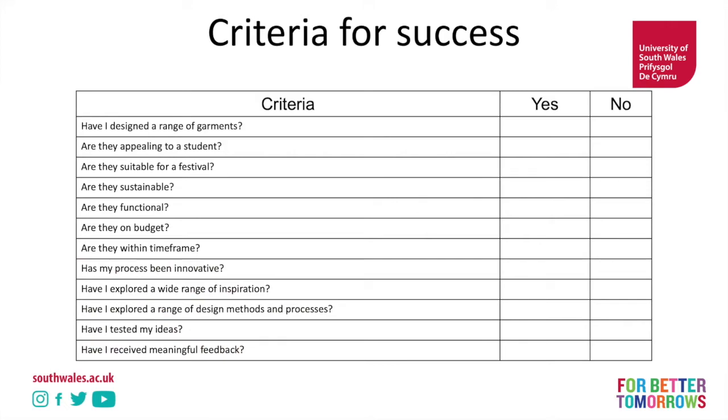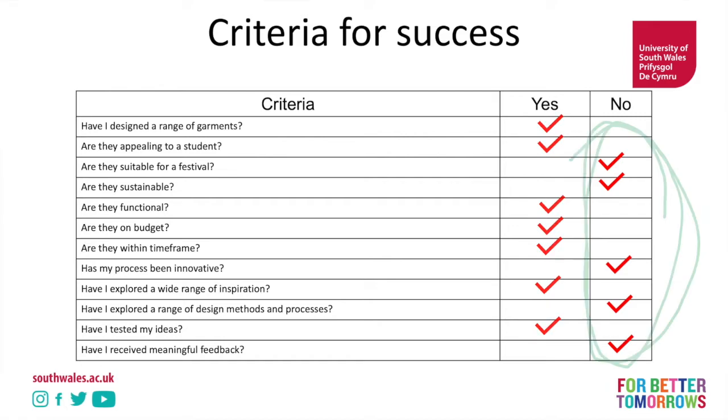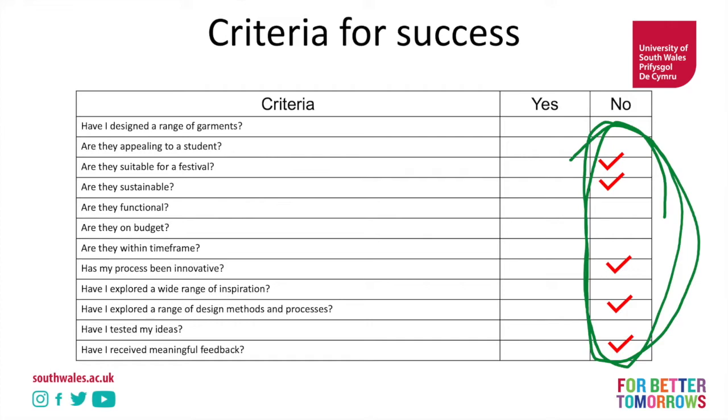Okay, let's take a look. Typically you might run through the criteria for success after you've developed some initial ideas and maybe had some feedback and thought, okay, yes, this is the idea that's for me. And we might see something that looks a bit like this. Now, you will have ticked yes on a few and no on a few, and that's about right. But these are the ones we need to look at. So why have we ticked no on these things?